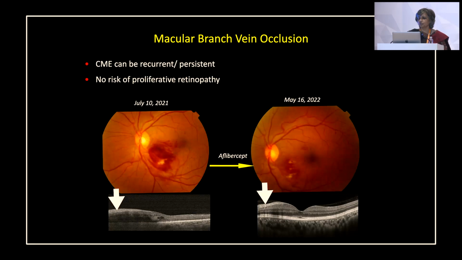Macular BRVO does not suffer from proliferative complications because it is a smaller area of involvement. However, the macular edema can be very recalcitrant, persistent, and they may not always have a good visual prognosis.